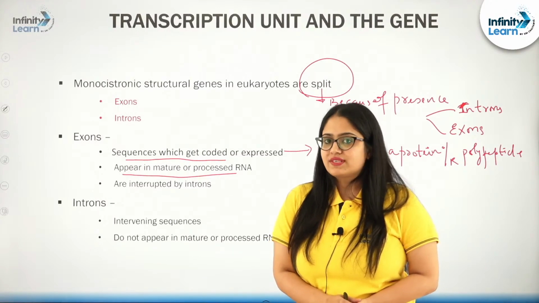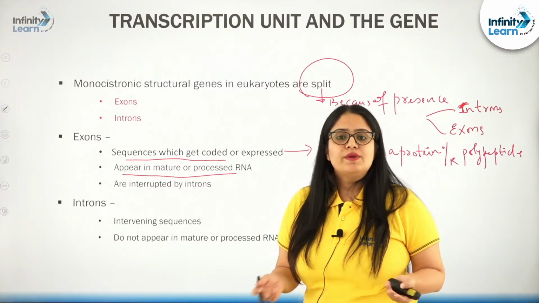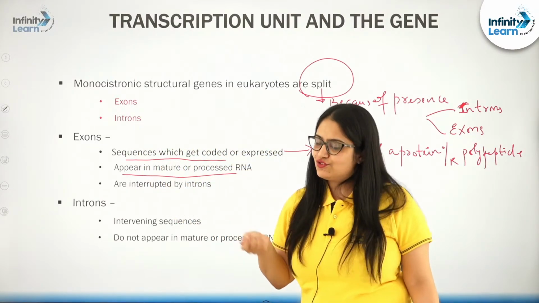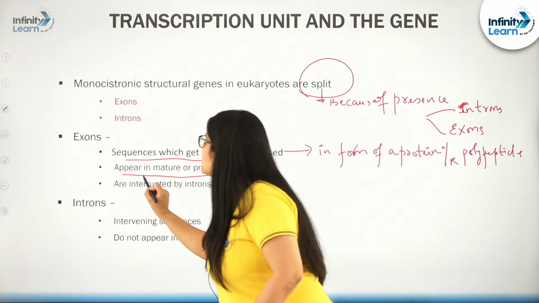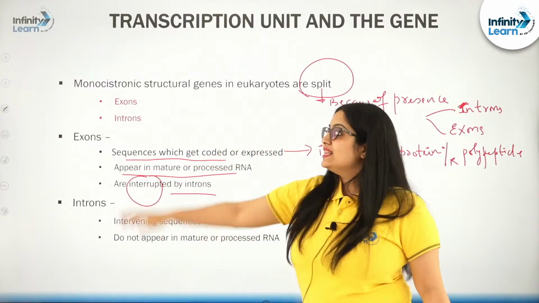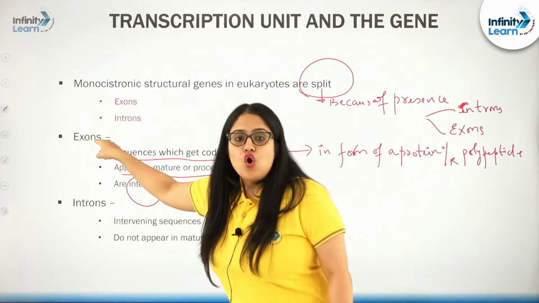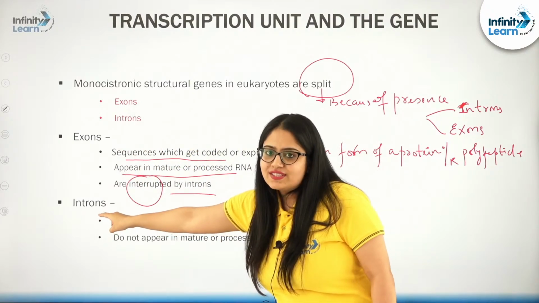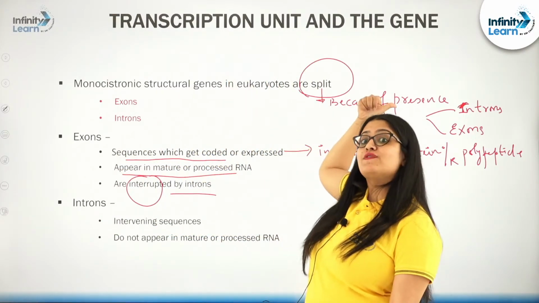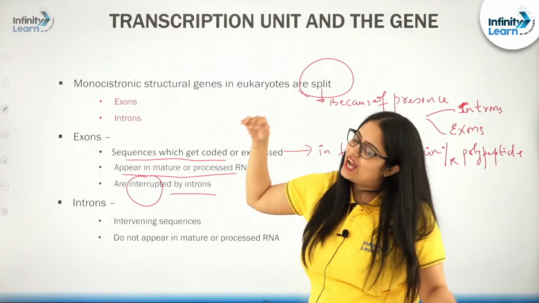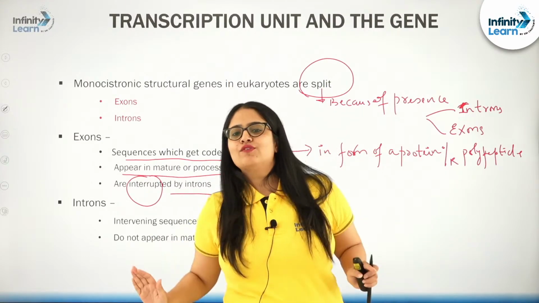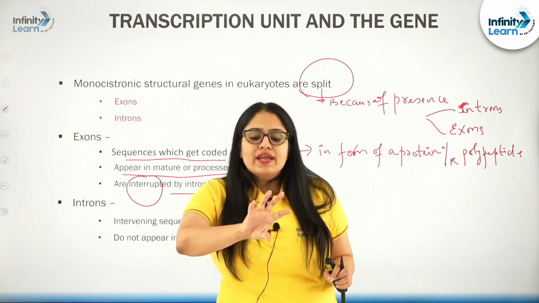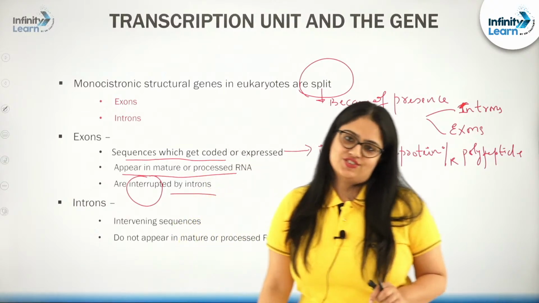They will appear in a processed RNA, and they should, because they are the ones responsible for deciding the sequence of amino acids in a functional protein. So, they should be there. Next, they are interrupted by introns. That means these are the coding sequences. Exons are the coding sequences which are interrupted by the presence of introns inside a monocistronic gene that is of split type. I hope it is crystal clear to all of you what is the meaning of split gene in context of a monocistronic structural gene, right?